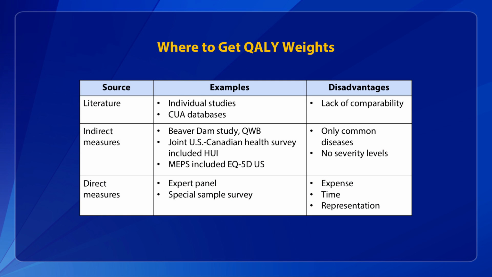In addition to directly eliciting utilities, there are published preference weights in the literature from individual studies. Compendia of weights are available online at the Tufts Medical Center website. The disadvantage of using weights derived from other studies is comparability. It could be that weights are derived from different populations for slightly different health outcomes, etc.